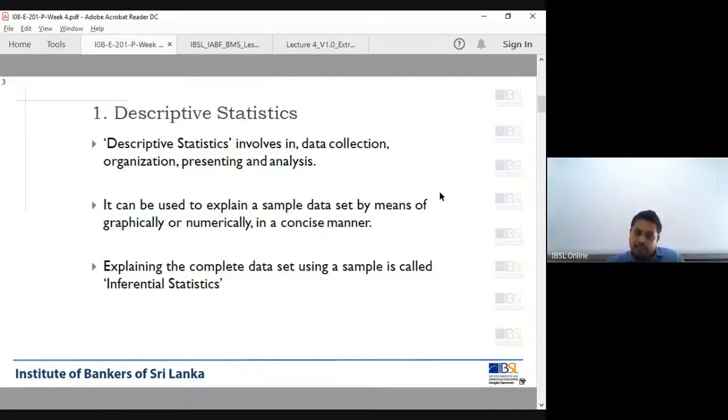Explaining the complete data set using a sample is called inferential statistics. That's the opposite of descriptive statistics, where you're looking at the complete data set, or the sigma, or the population. Rather, in descriptive statistics, as the lecture goes by, you'll understand that we are more or less focusing on the sample, with our broader assumption that we might not have the luxury to entangle all the data points in the population most of the time. Okay.